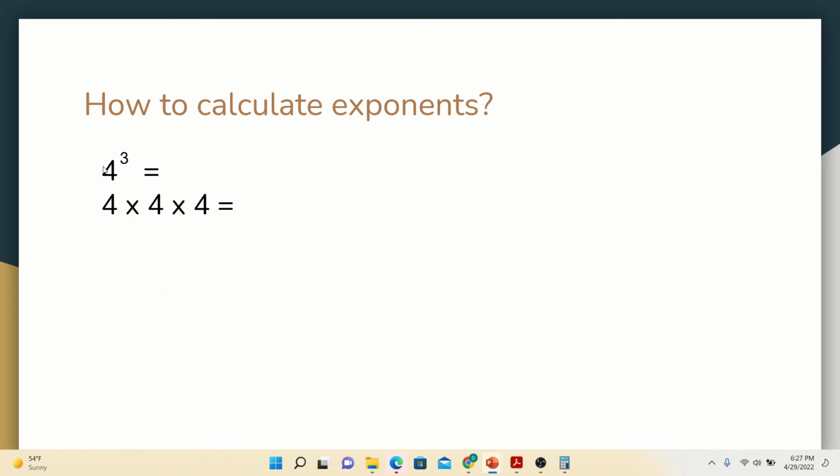So it'll look like this: 4 times 4 times 4. You did that 3 times. Then you can evaluate that. 4 times 4 is 16, times 4 is 64. So 4 to the power 3 is equal to 64.